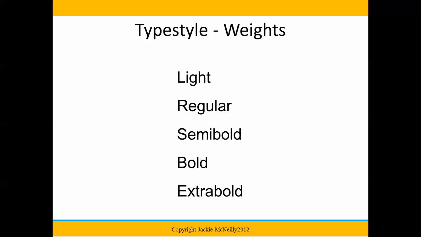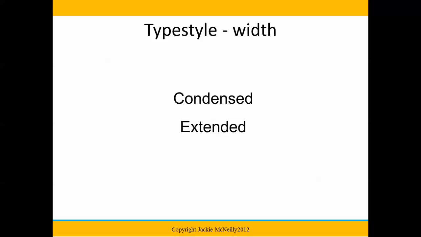Now there are different weights in typesetting too. There is light and regular, sometimes called normal. There is semi-bold, sometimes called demi. There is bold and extra bold, which is sometimes called ultra and black. There are widths in type styles too. Condensed of a face, which would make the letters thinner, and extended, which would make them broader.